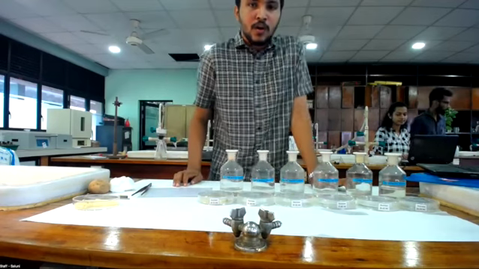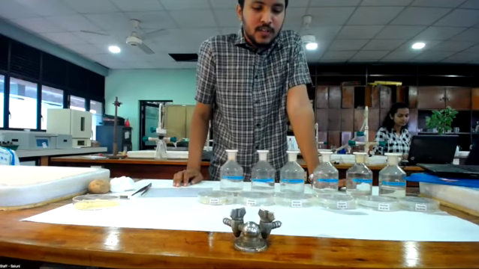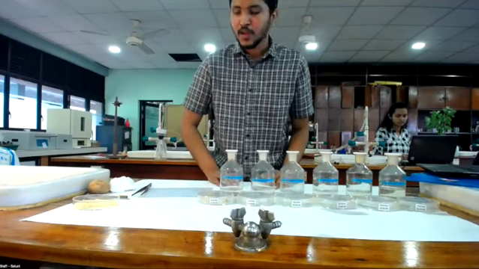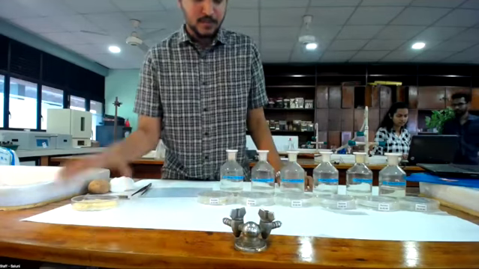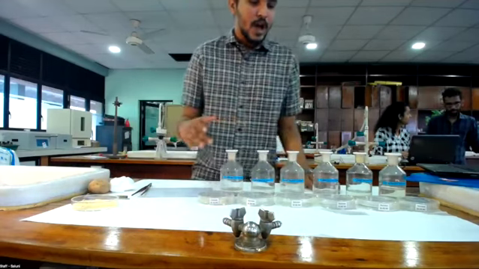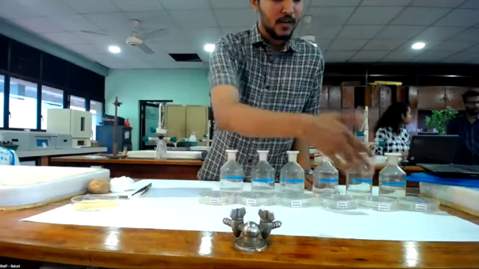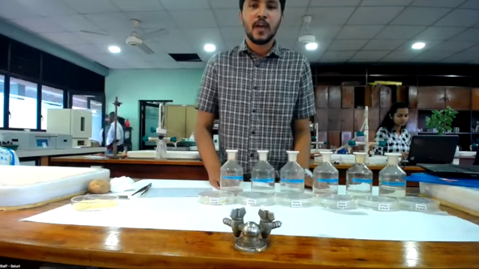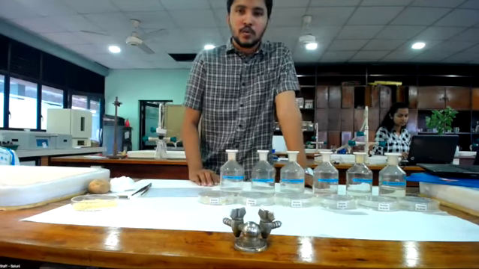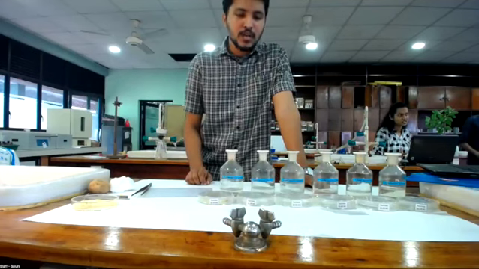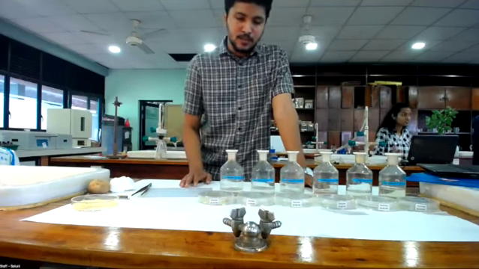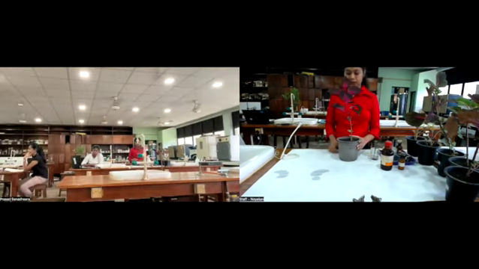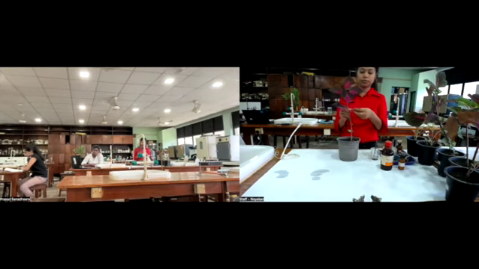Now we are going to focus on practical number 5, the determination of the water potential of plant tissue. For that, you should have potato strips and sucrose solutions, and first you have to make the sucrose solutions. You can use table sugar instead of sucrose. You know the molecular weight of sucrose.